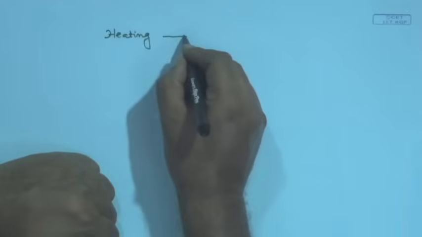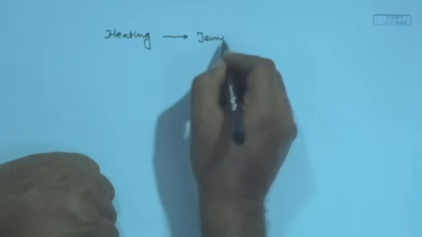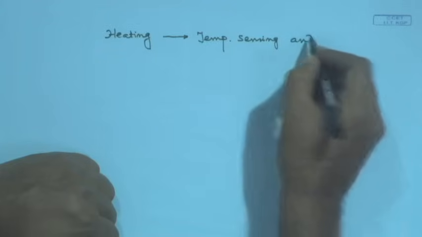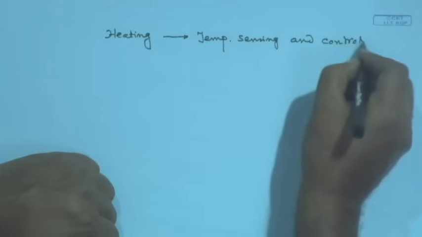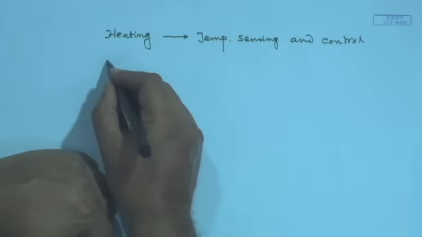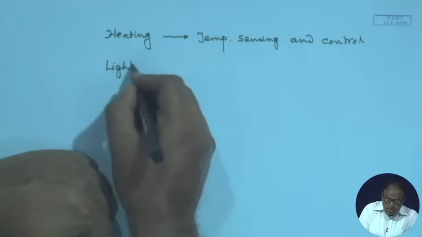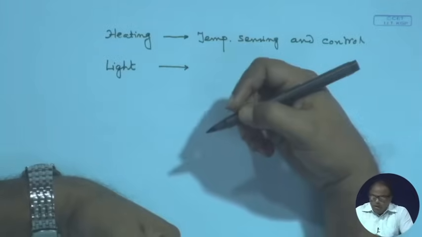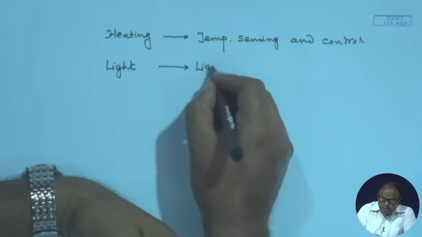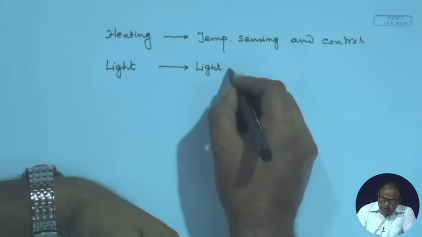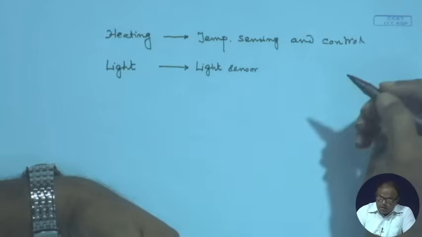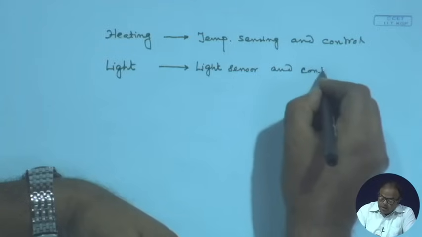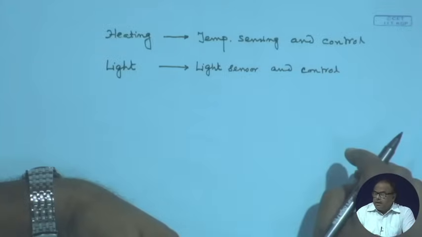Okay. So, we will need to sense the temperature and control. Similarly, you may like to control the light. What type of sensor would you require in that case? You will have to have some sort of light sensor. How you can sense light, we will see. And accordingly, you will have to actuate the light controller to control the light.